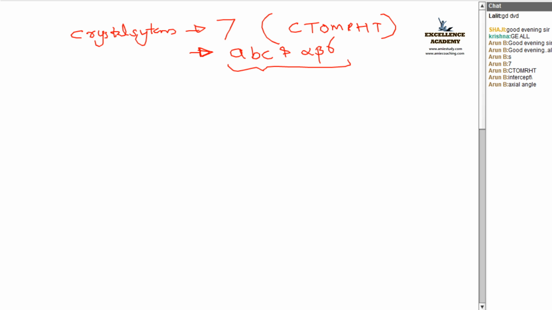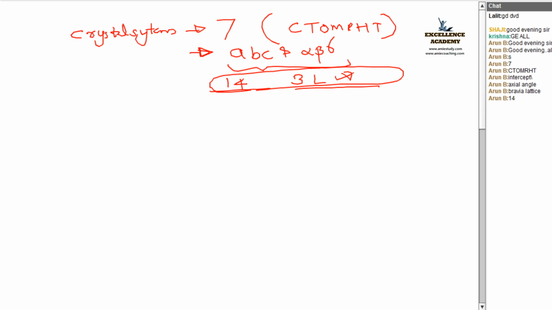After that, we went through this again. These seven are divided into, yes, how many? 14 Bravais lattices, right? Yes, 14 Bravais lattices. All of you please engage. Next, we discussed how that is 14.